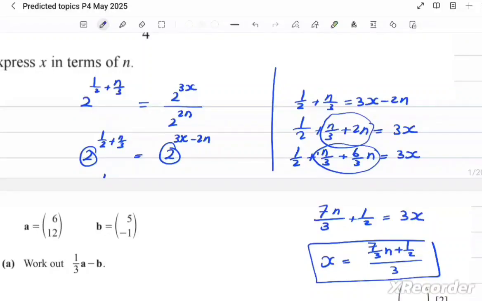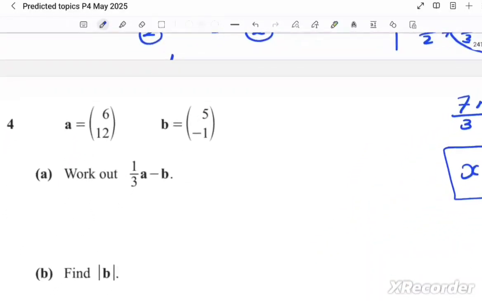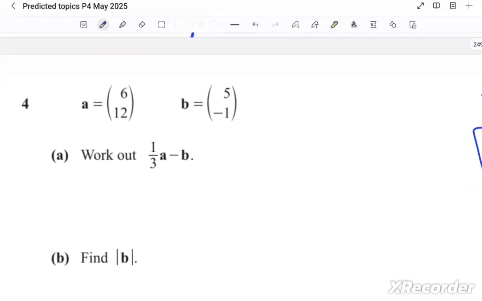So this was some questions about index. Then let's move to vectors. In paper 2 you didn't have any questions about vectors, so let's have some questions about vectors. Of course, you should know how to add, multiply, and subtract, and how to find the magnitude of any of those vectors. Let's start with the first one.